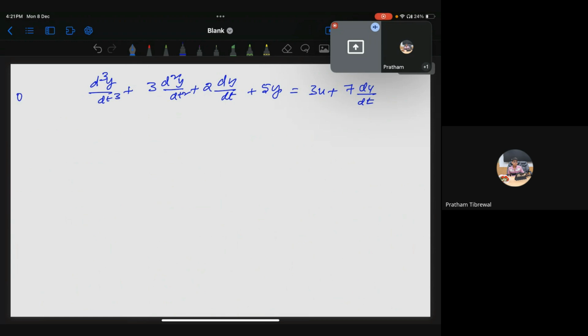The other approach is for these kinds of problems. Okay, so what do we do? This is the given problem.